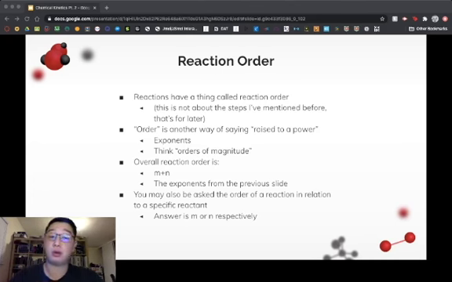You can also have a 0 order, which just means that the given reactant has no effect whatsoever on the reaction rate, and actually won't show up at all in the rate law, because anything to the power of 0 is 1.